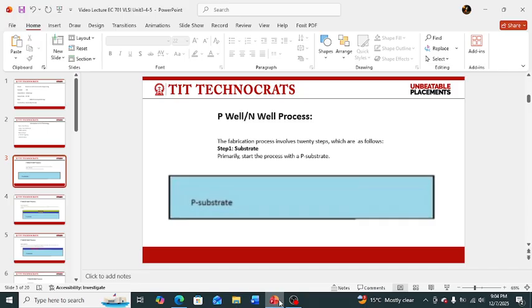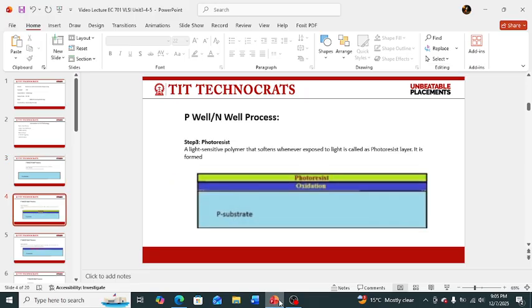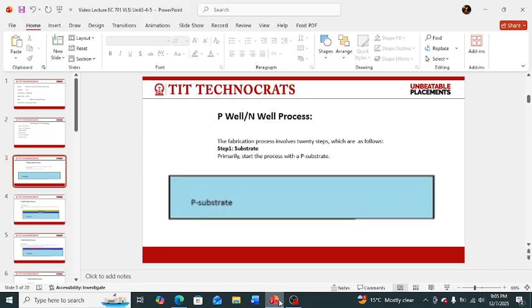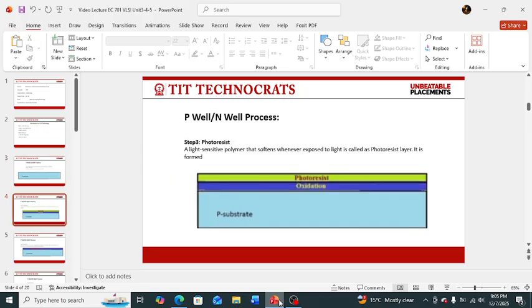This fabrication process can be done as follows. In step 1, primarily start the process with a P substrate. A substrate is taken with P doping that creates the P substrate. Over the P substrate, first we provide an oxidation layer, that is in steps 2 and 3.